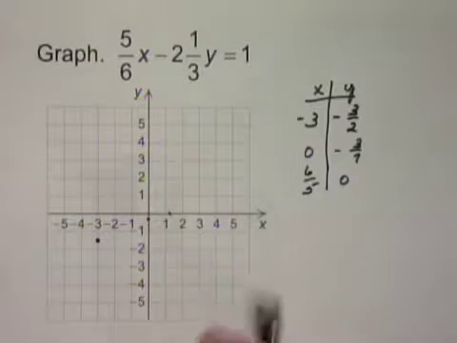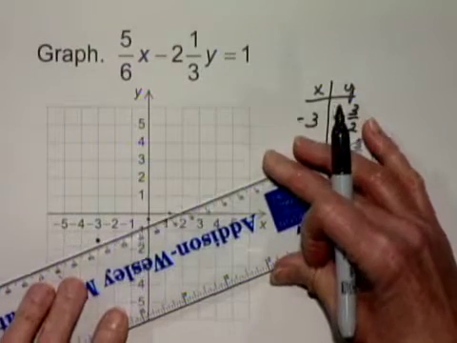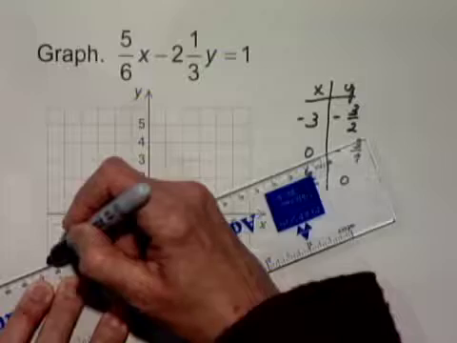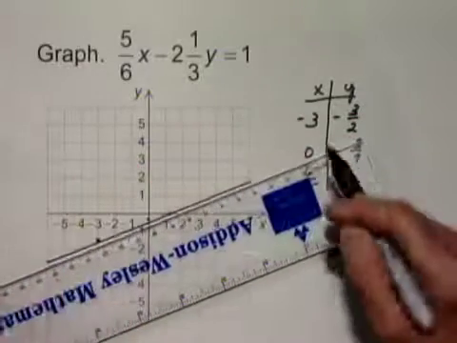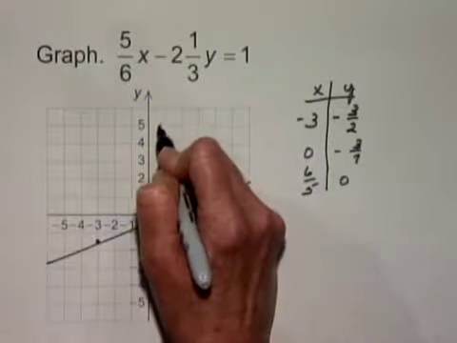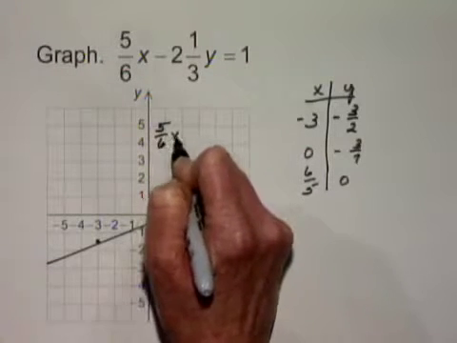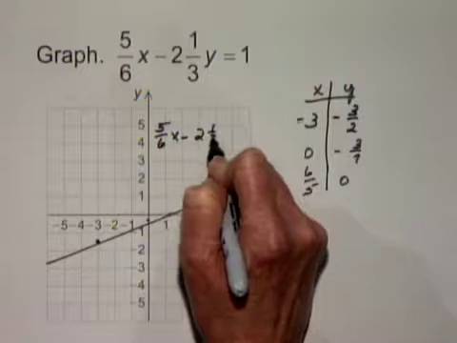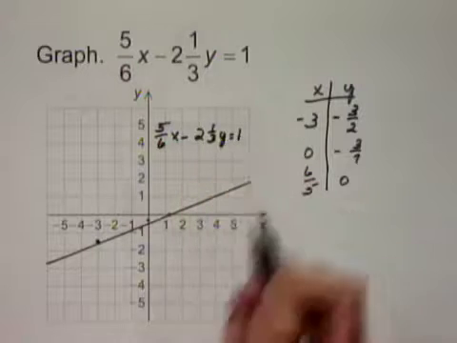And let's connect these points with a straight line. So this is the graph, and we'll label it with its equation. 5/6 x minus 2 1/3 y is equal to 1.